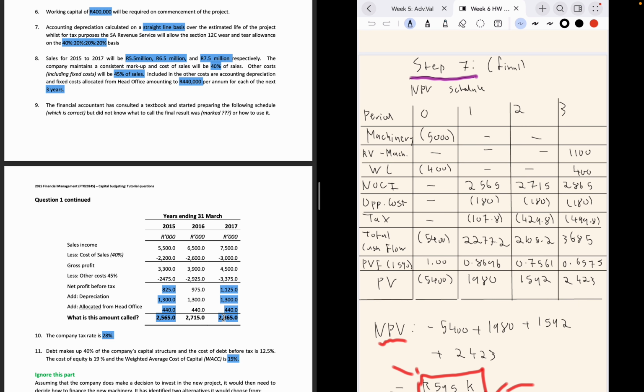So for period one, we don't buy any machinery, we don't have residual value of machinery that contributes as a cash inflow, and we don't have any outflows in terms of working capital. We don't invest further in working capital.